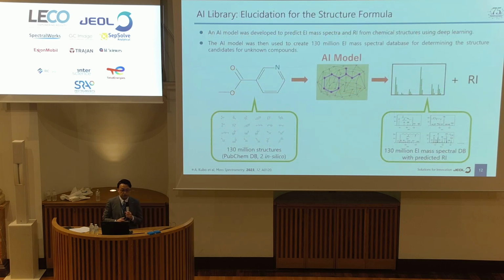Okay, so this is showing our AI library making workflow. We are using a graph convolutional neural network to predict EI mass spectrum from structures, okay? And we prepared 130 million structures. Then we put these structures into our AI model. Then we got predicted EI mass spectrum and retention index value. Then we combine this information into one AI library.